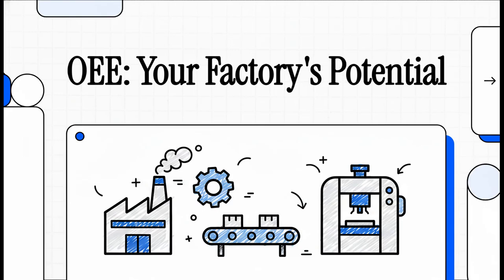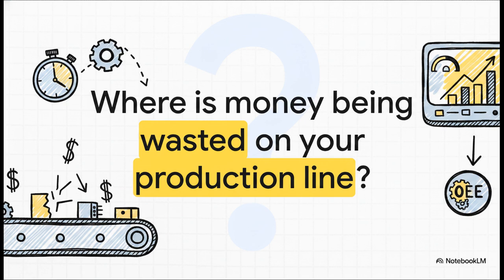You know, in any factory, there's always a gap, right? A gap between how busy you think you are and how truly productive you could be. Well, today, we're going to find that gap. We are breaking down a single, powerful number that reveals your factory's true potential, overall equipment efficiency, or as everyone calls it, OEE.